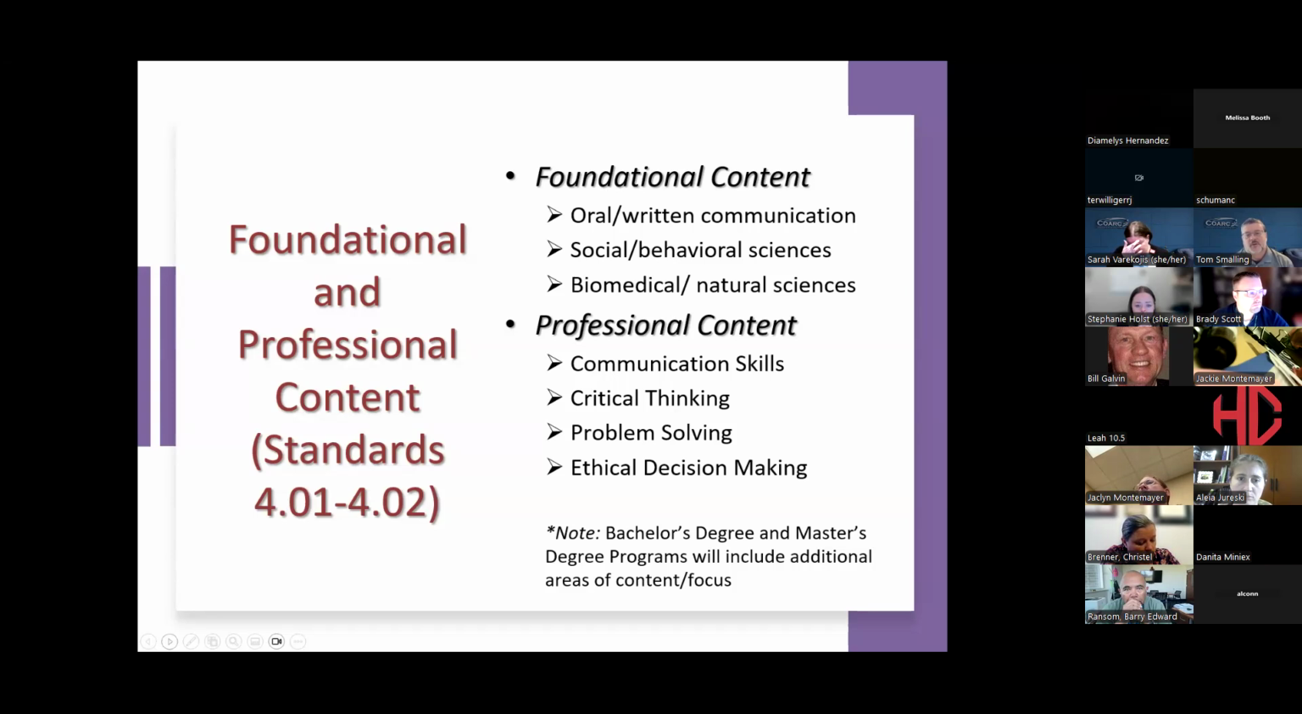We don't specify, well, this has to be taught before this. And I get these questions all the time. Well, how many credits do we have to offer in this, or what does the course name have to be? That's all worked out by every program, with help from your advisory committee and your faculty. We just identify these major areas, these major themes. You have a foundational content, you have a professional content. Where COARC intervenes, and it's not covered in this presentation, is in the sequencing part.